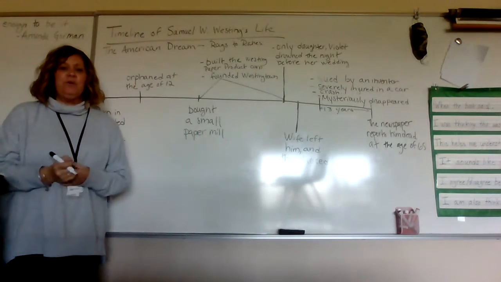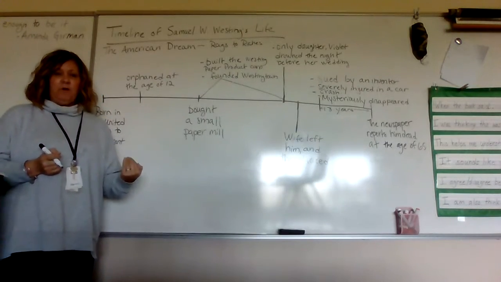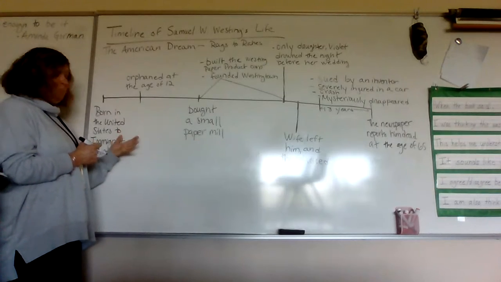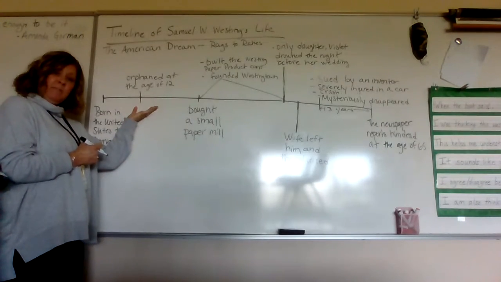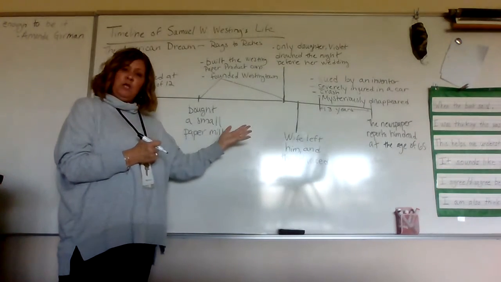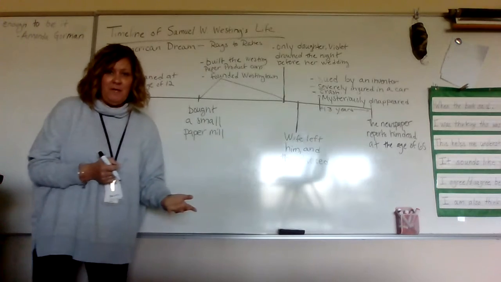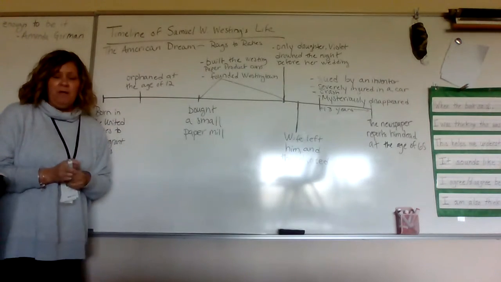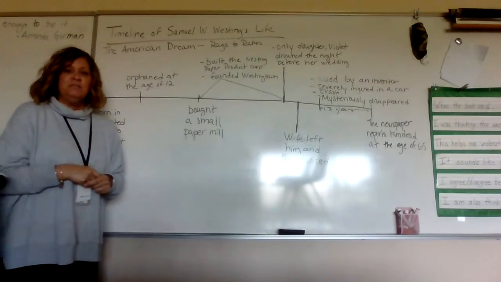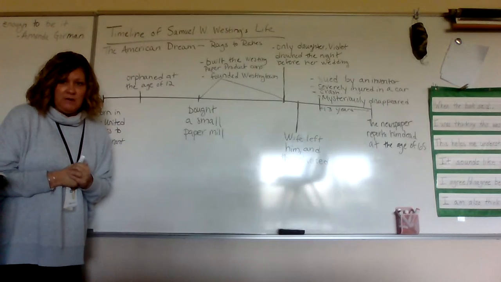All right, so Sam Westing's life is an example of the American dream, going from being born of immigrant parents, becoming an orphan at 12 years old, and then building a huge corporation where he even founded a town. Okay, that is an example of the American dream, rags to riches. All right, so please just make sure that you have all these notes filled in on your timeline.